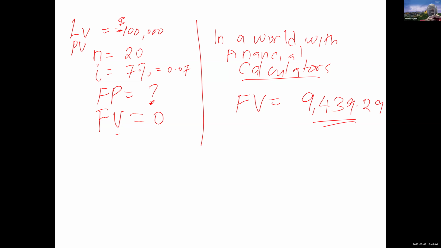Each calculator is different, though. So you say 100,000, that's the present value. Enter without a negative. Let's say 100,000, present value. Then enter. Then we're going to do N is 20, so 20, then N, enter. Then we're going to do the interest rate, which is 7. Then enter. And then future value is 0.